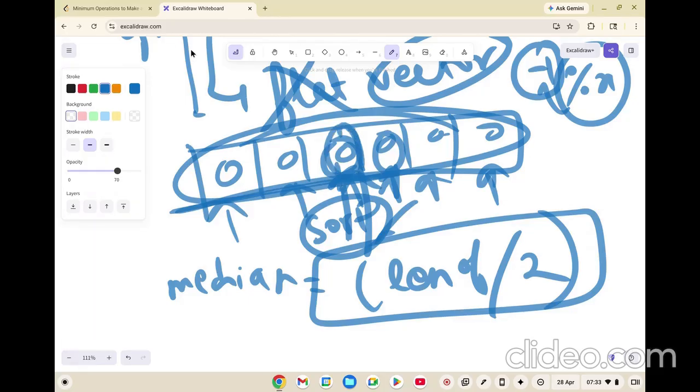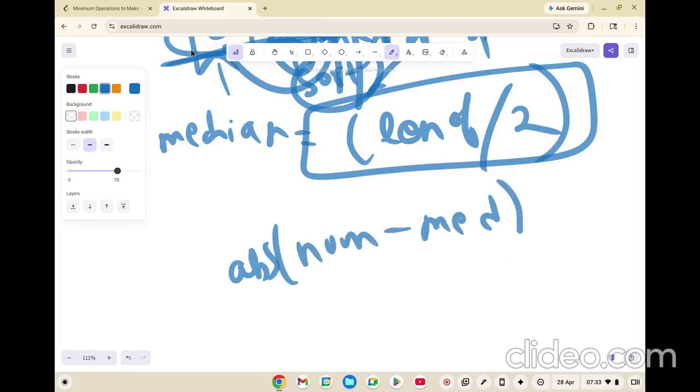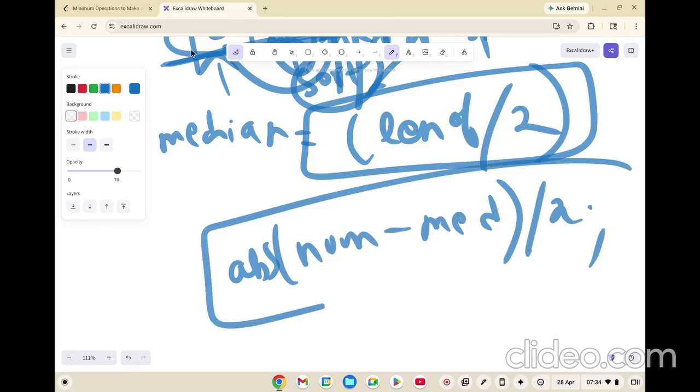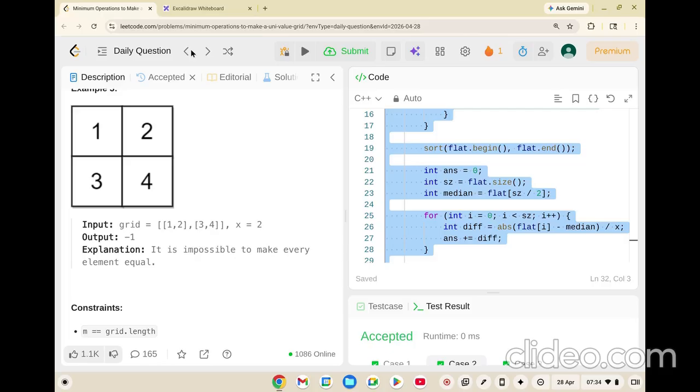After this, you can simply find the difference, like how we did: abs of nums[i] minus median, divided by x. This will give you an additional value that you need to add, and this simply adds to our answer. So this was the whole approach. I hope the problem statement and everything was clear to you. Let's quickly look at the code.